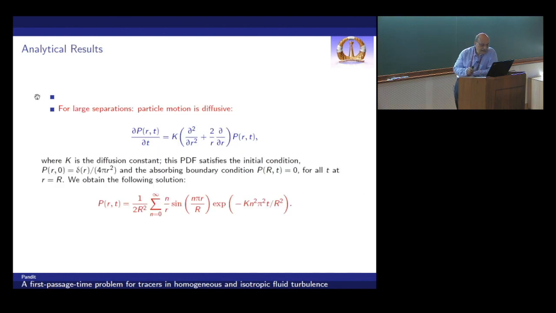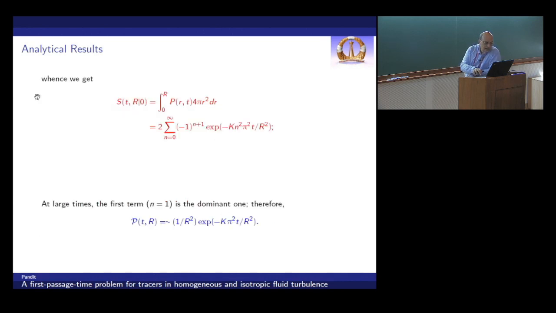And then in the other limit, for large separations, the particle motion is diffusive, so you can solve this type of Fokker-Planck equation, which we heard about in the previous talk. I won't bore you with details. You know these things. I mean, the real experts are in the audience. So you get this form, and then you can write down the survival probability, which you heard about earlier. And the dominant term then just turns out to be this exponential. Okay, this is with absorbing boundary conditions at the surface of the sphere.